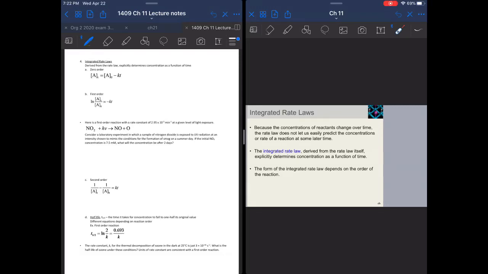All right, welcome to Chapter 11, Part 2. In this section, we're going to talk about integrated rate laws and half-lives.